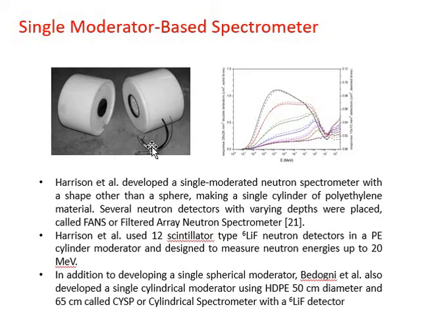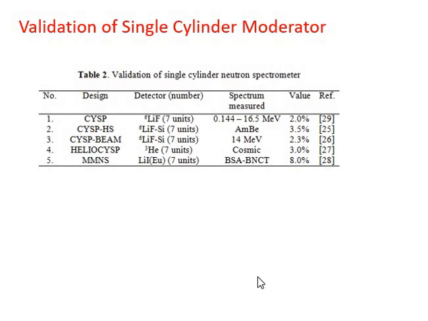With the same detector, Bedogni et al. also developed this spectrometer with a slightly different material, namely high-density polyethylene, HDPE. This table shows several types of single-cylinder moderator neutron spectrometers with their respective validation results.